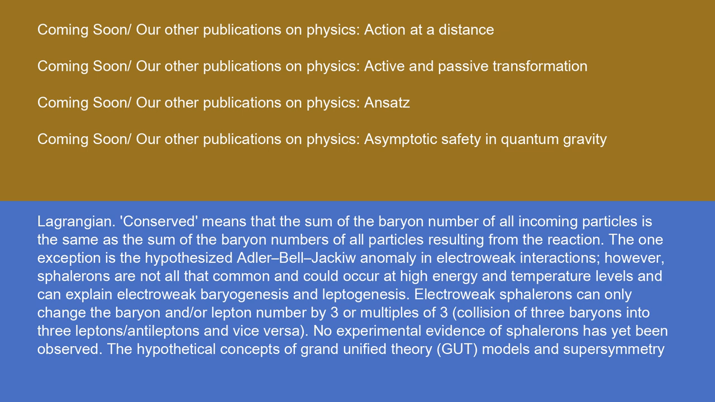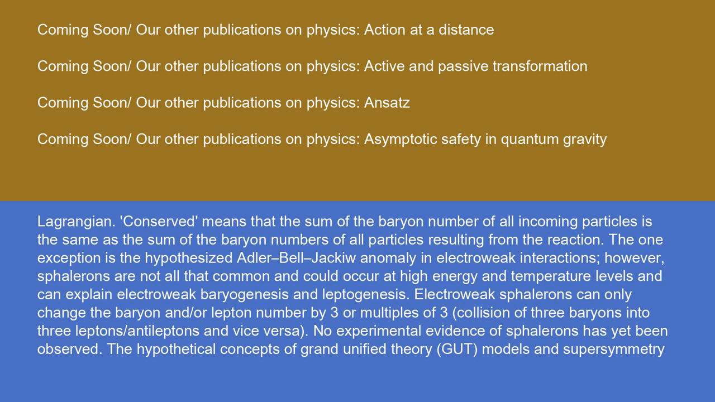The one exception is the hypothesized Adler-Bell-Jackiw anomaly in electroweak interactions. However, sphalerons are not all that common and could occur at high energy and temperature levels, and can explain electroweak baryogenesis and leptogenesis. Electroweak sphalerons can only change the baryon and/or lepton number by 3 or multiples of 3, a collision of 3 baryons into 3 leptons or antileptons, and vice versa. No experimental evidence of sphalerons has yet been observed.